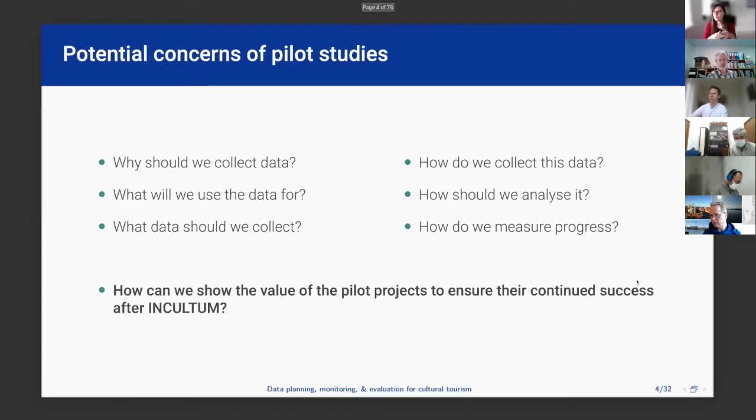We're also going to address some potential concerns that pilot studies might have, of, you know, why should we be collecting data? What will we use it for? What data should we be collecting even? How do we collect it? How are we going to analyze it? How do we measure progress?